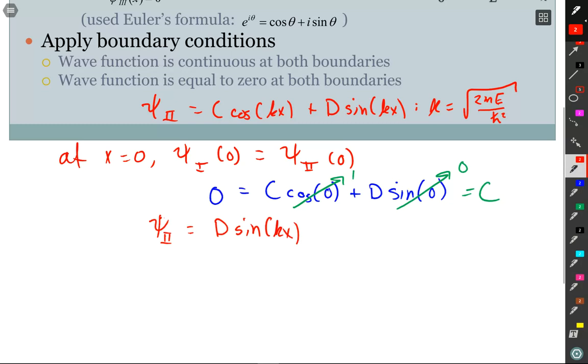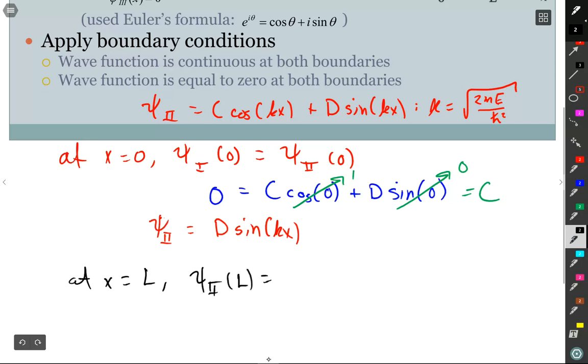So now I go to my second boundary. It's not quantized yet, right? I applied one boundary, still not quantized. Psi 2 at L is equal to psi 3 at L. Well, psi 3 is 0. Psi 2 is d sine of k times x, which is L at the boundary. Now I have d sine of kL equals 0, and boom, quantization occurs.